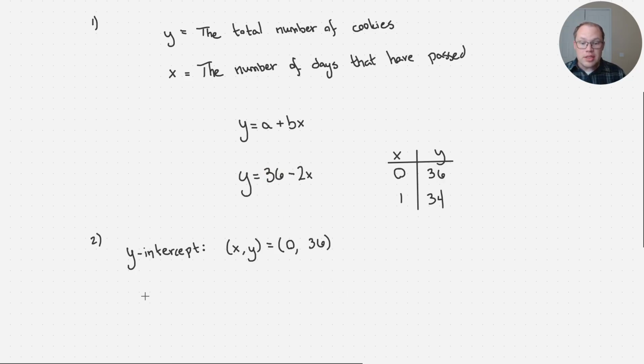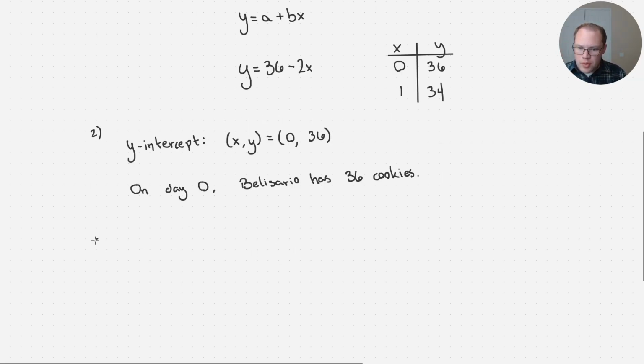Okay, so this means on day 0, Belisario has 36 cookies. That's how many cookies he starts with. Okay, on day 0, that's what he has. So that's what that means.